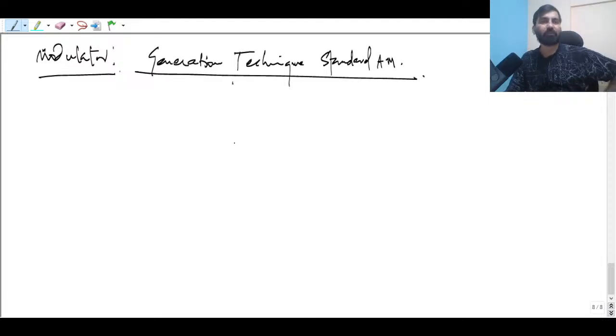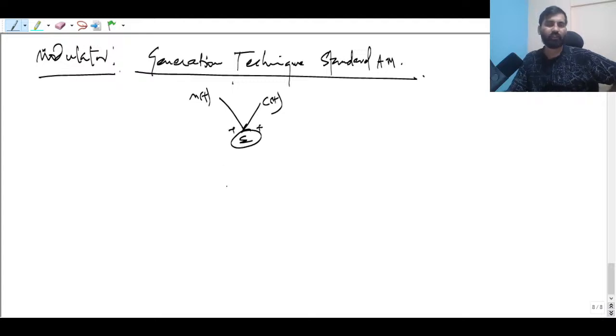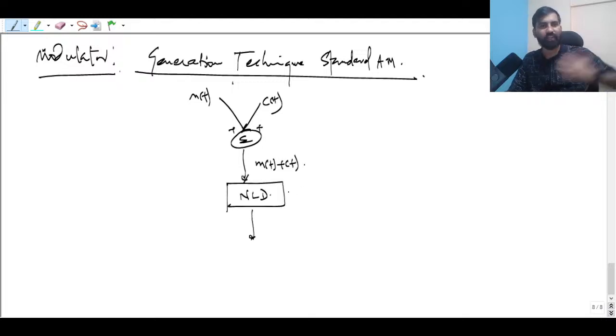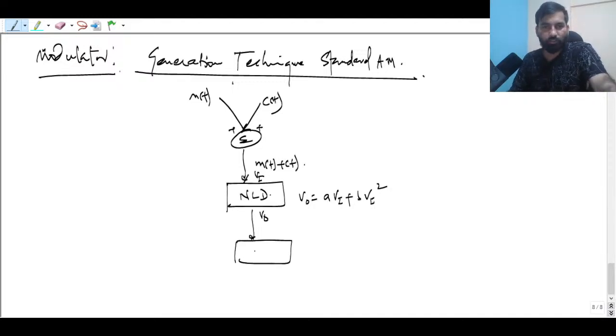ठीक है, तो उसके लिए स्टेप क्या क्या है. सबसे पहला क्या करोगे, MT and CT. What you will do, you will add it. You will get here MT plus CT. Then you have to pass it through what, NLD. Okay, then NLD will be described by, suppose this is input, this is output. So your output is going to be described by A times Vi plus B times Vi square. You can simplify the constants, and then you have to pass it through IBPF, and this will give you SAMT.